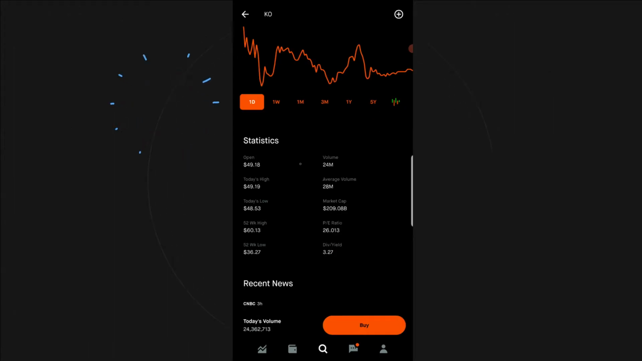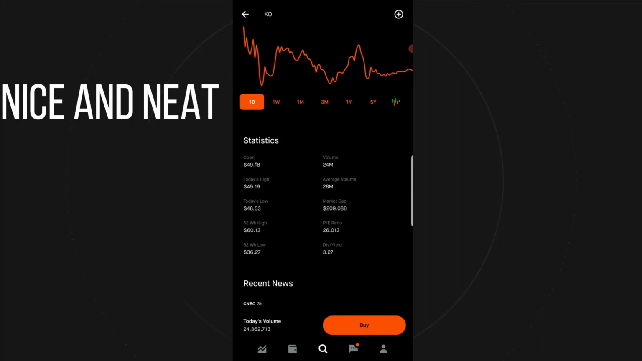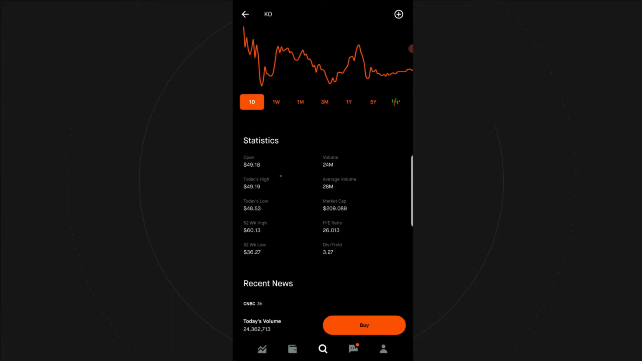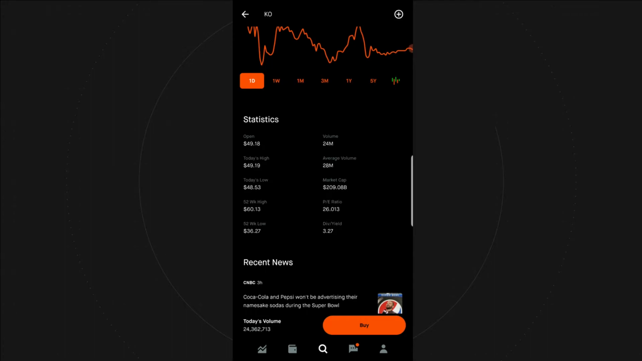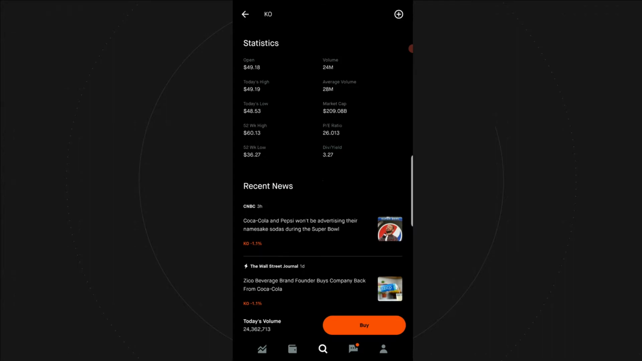Down here, we get a little basic statistics. These are just investing statistics. It shows you what they opened at, what the high was. It was only 1 penny above what the open was. And then it shows you the low. It also gives you some information as to what their dividend payout is. Right here, we can see the $3.27, their market cap, and some other basic investing information.